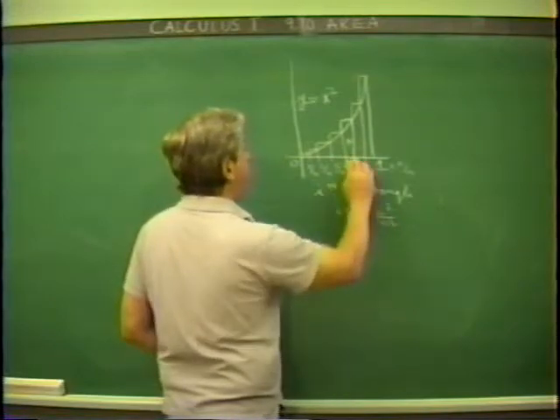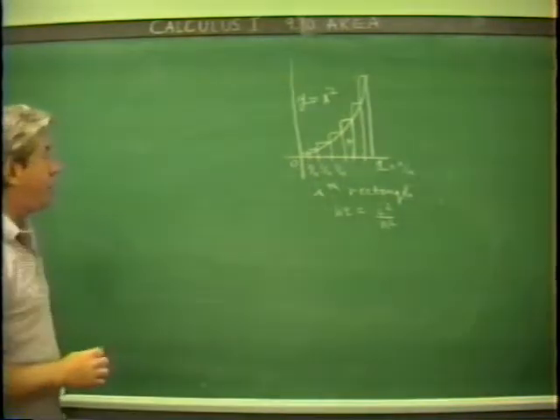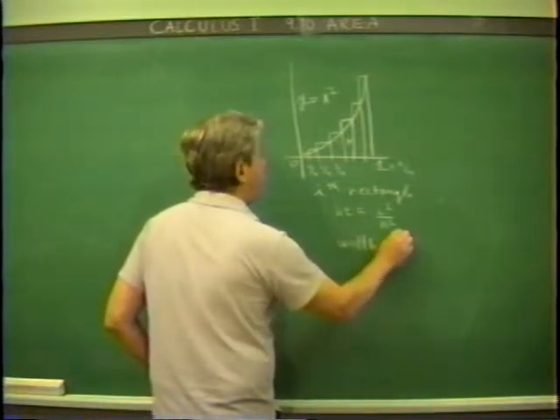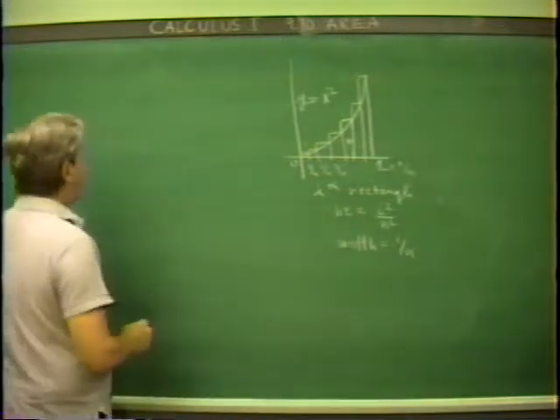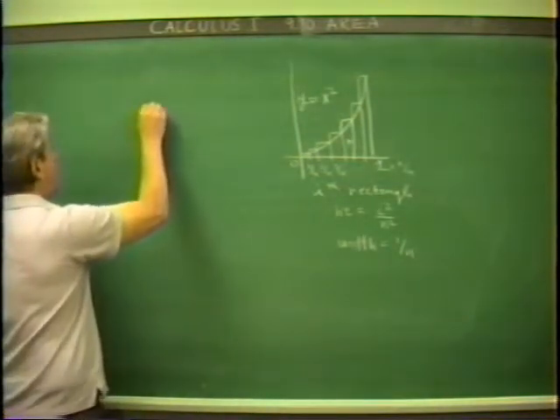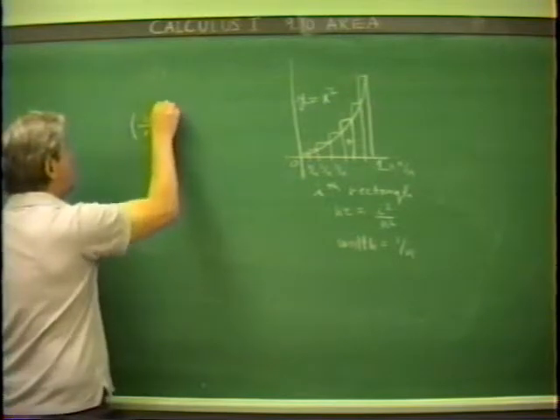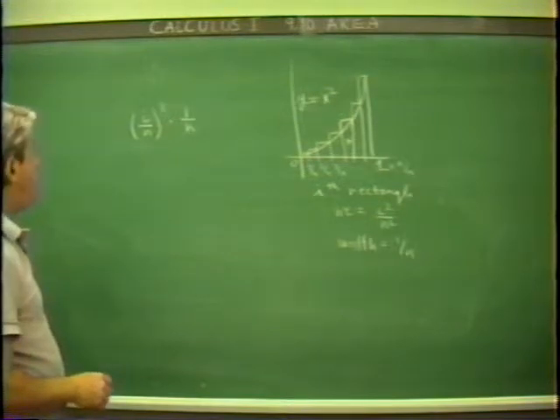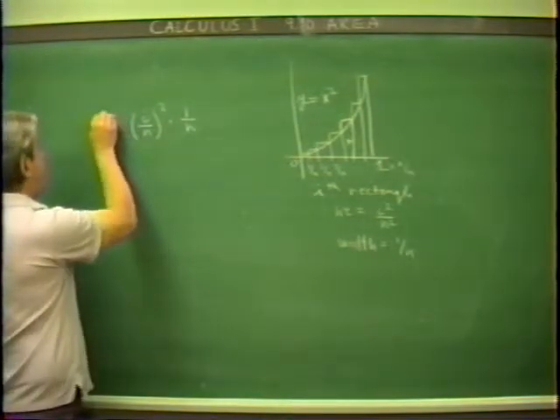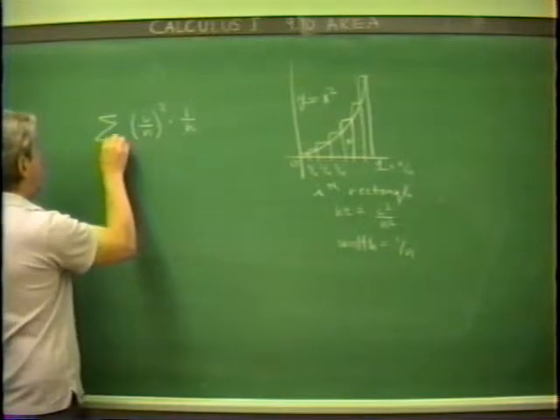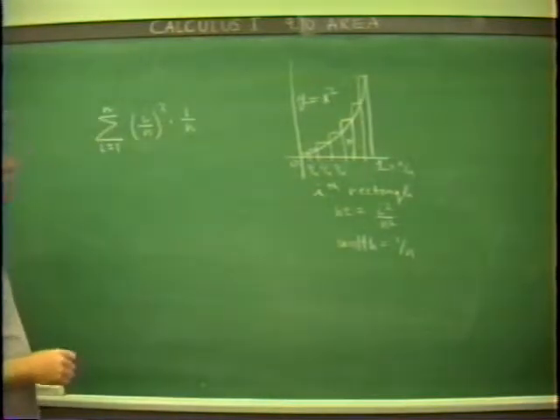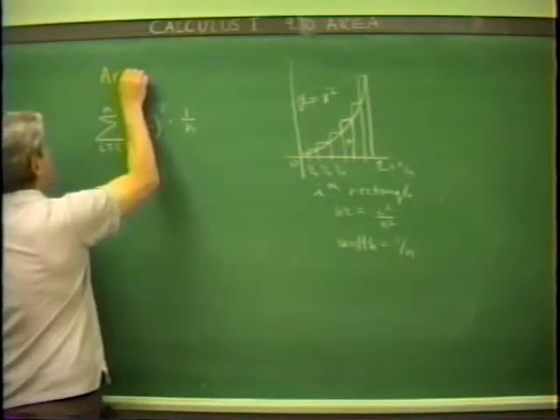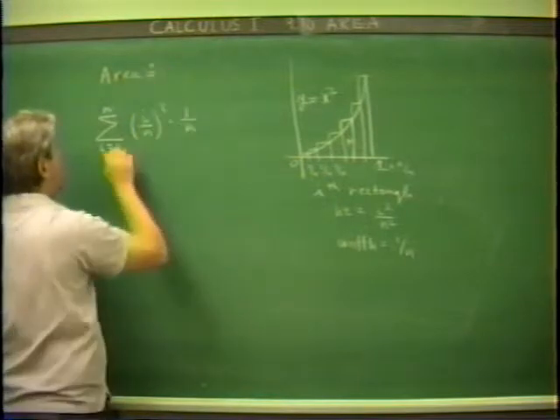And so the nth one is going to have its right endpoint I over n, and so the height is going to be I over n quantity squared. And the width of each of these is 1 over n. So in terms of summation notation, if we take I over n squared times 1 over n, what we wish to do is add these up, I going from 1 through n. And then this will be approximately the area.